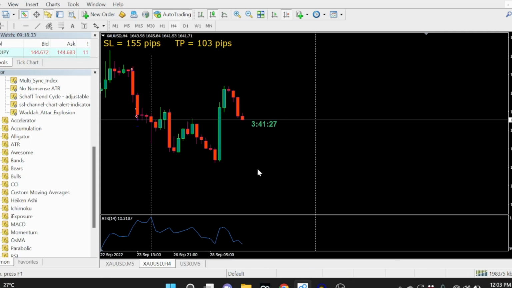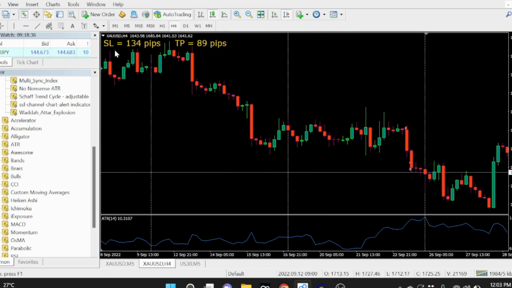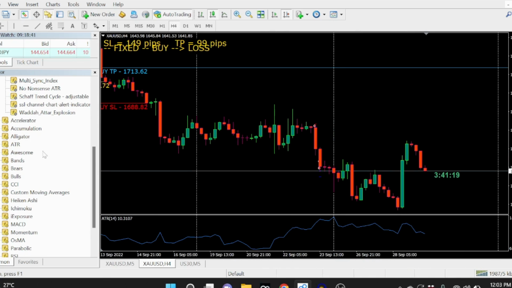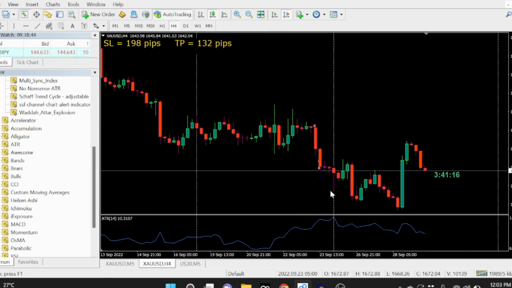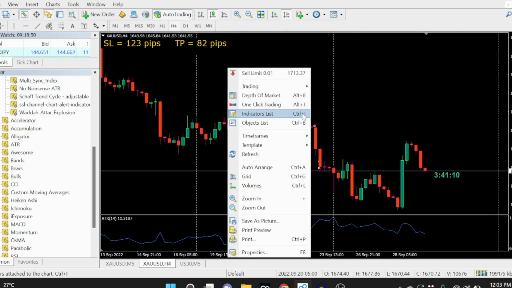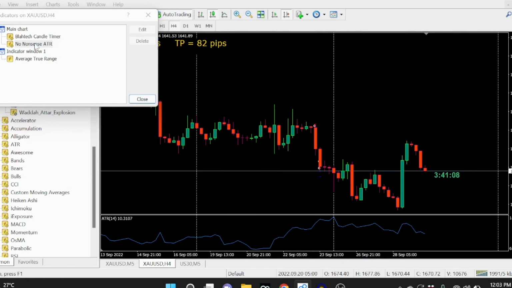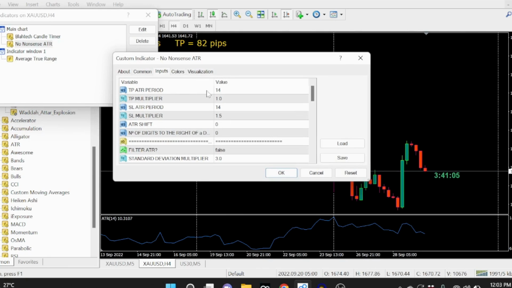This tool has made it very easy. It is called No Nonsense ATR. It is designed by some programmers and it's an excellent tool. So let's see how to use this indicator. This is the setting. Here I have used an ATR period of 14, which is the default. You can also leave it as default. You can set your take profit like this, I have set 1 ATR, and your stop loss multiplied to 1.5 ATR.